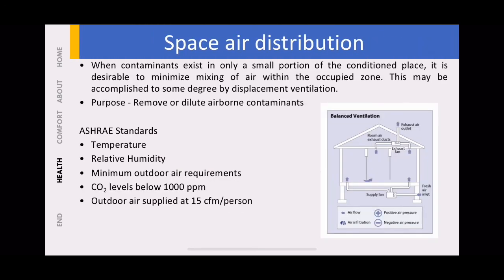Now, space distribution. Space distribution is when contaminants exist in only a small portion of the conditioned space. It is desirable to minimize mixing of air within the occupied zone. This may be accomplished by some degree of displacement ventilation. The purpose is to remove or dilute airborne contaminants. So the assurance standard must include temperature, humidity, and minimum outdoor air requirement. If it's a residential house, with CO2 levels below 1000 ppm, the outdoor air supply is around 15 cfm per person.